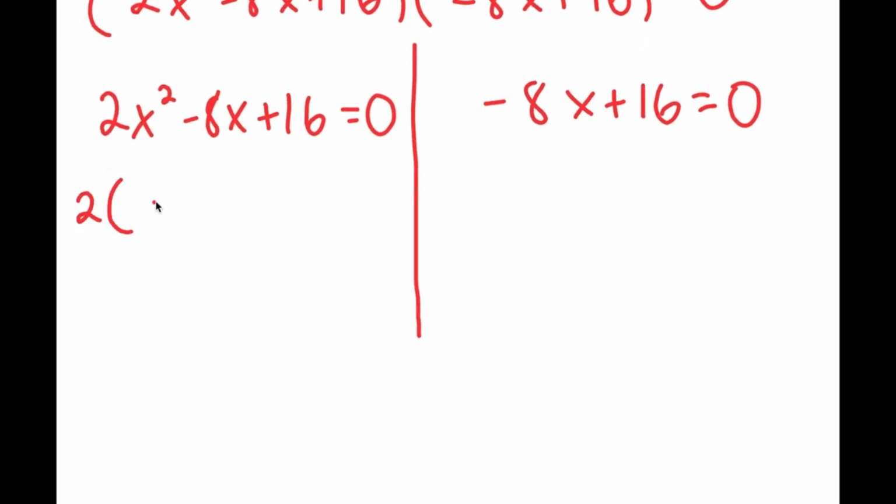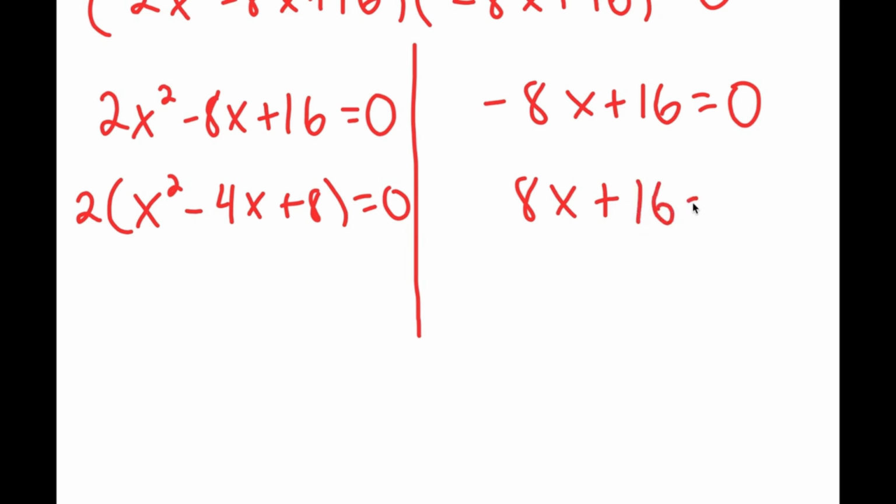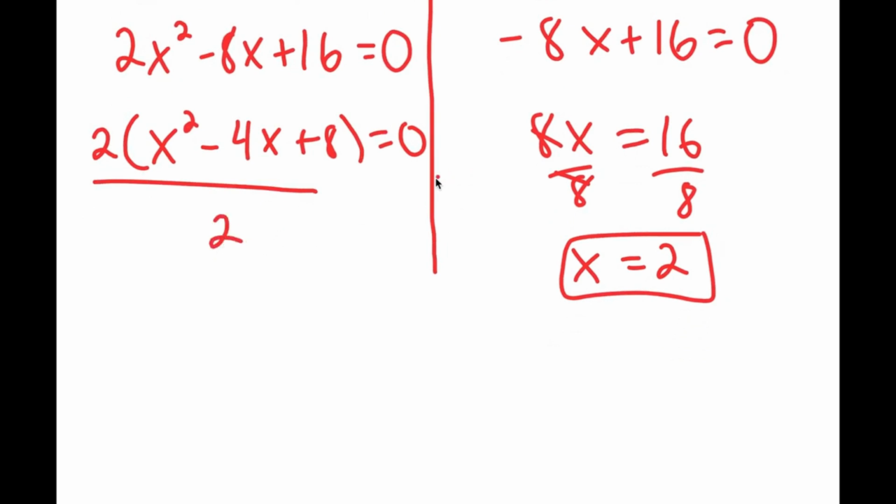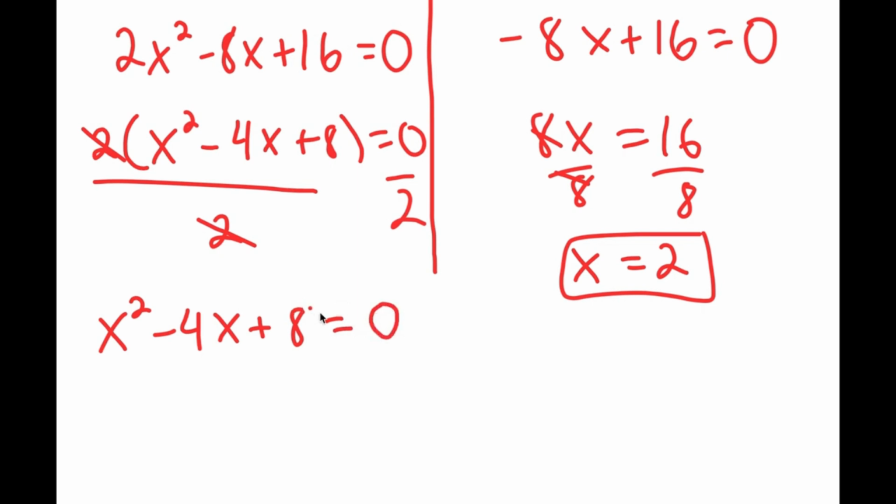Now from here, I'm going to factor out 2, so I get 2 times (x^2 - 4x + 8) is equal to 0. And from here, for this equation, I have 8x is equal to 16. So if I divide both sides by 8, I get x equals 2. That's one solution. And now continuing this, if I divide both sides by 2, I get x^2 - 4x + 8 is equal to 0.